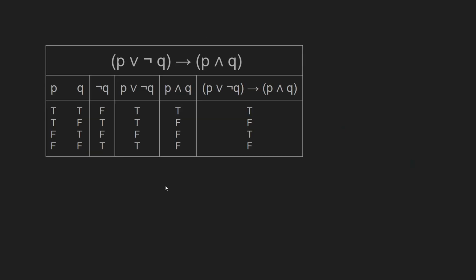Alright, here is the demonstration of the truth table. First you find out not Q, then you find out P or not Q, and then you find out P and Q, and finally you find out the total truth table. Alright, that's all.